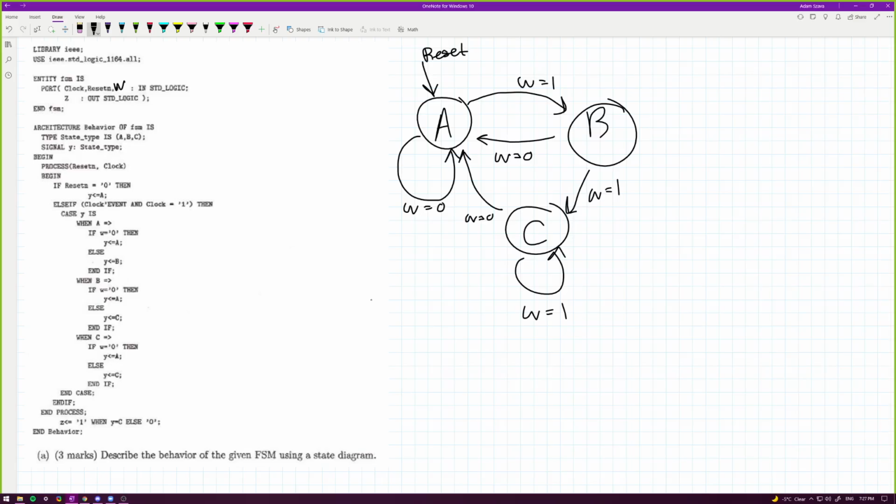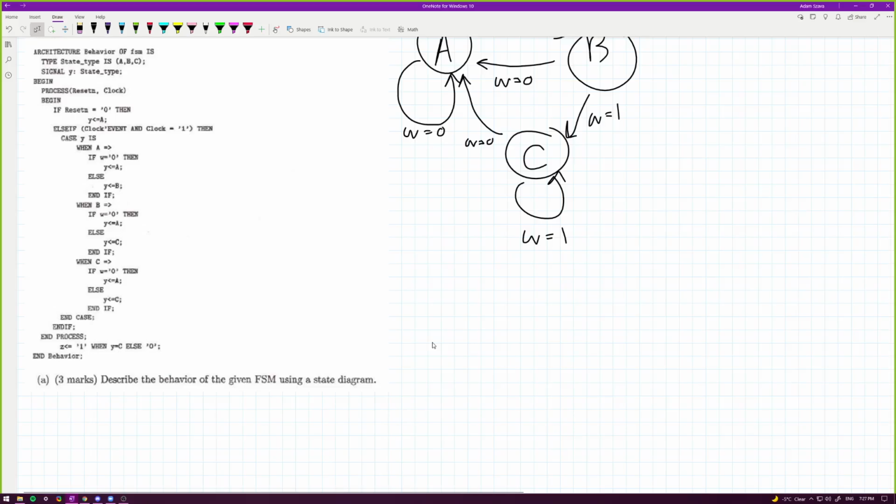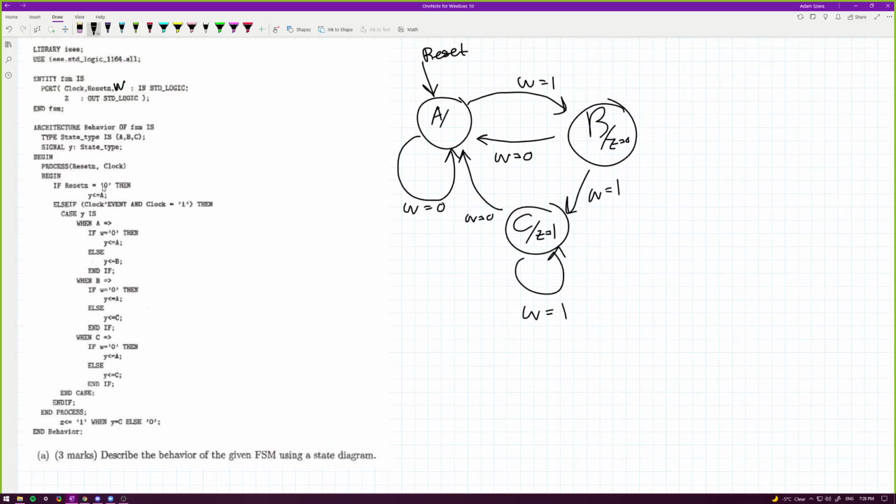We haven't talked about output yet, so let's take a look at the output here. Z is 1 when Y equals C, else 0. I've never seen the VHDL code written like this, but hopefully it's still understandable. Y is our state type. It just depends on the present state. It doesn't depend on W in any way. So this is going to be a Moore type machine. Here Z equals 1, and the rest of them Z equals 0. So we have that.